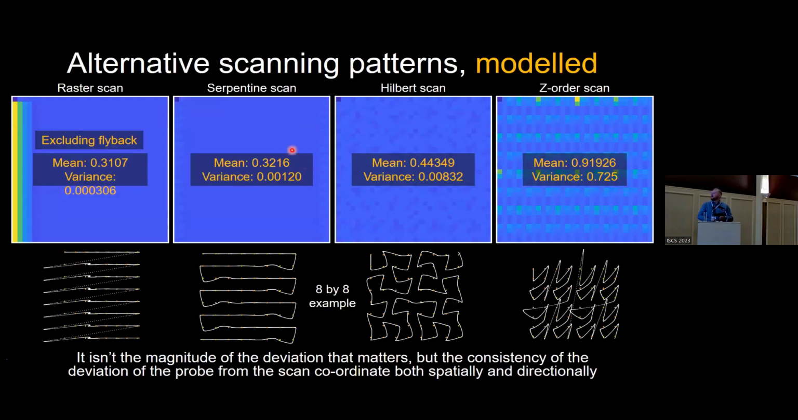So we can look at the other type of scans. Again, serpentine scan looks great. Very low mean, very low variance, no problems there. Hilbert scan, a little bit higher mean. Variance, not bad, still higher than these other two, but that's okay. Z order scan, all over the shop.